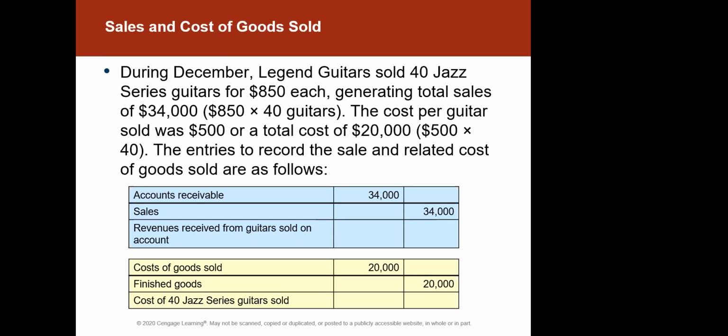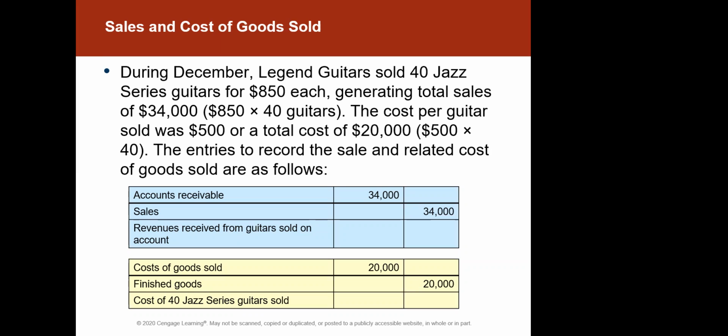All right, in December, Legend Guitars sold them for $850 each, generating total sales of $34,000. The cost per guitar sold was $500. So I guess these are ones they produced earlier that came out a little less. So here's how they would enter this entry.